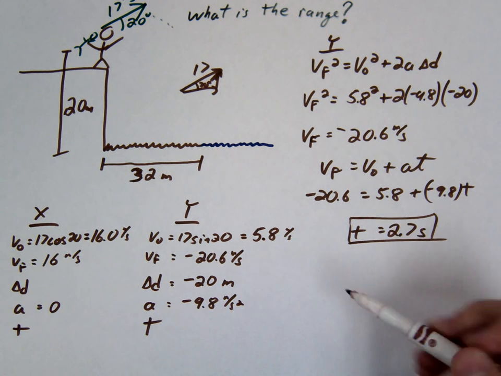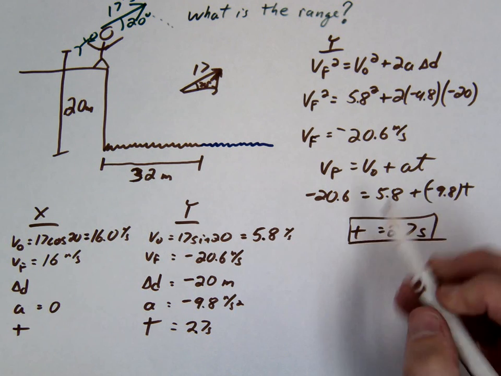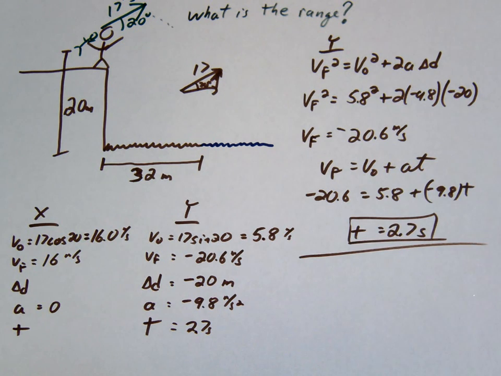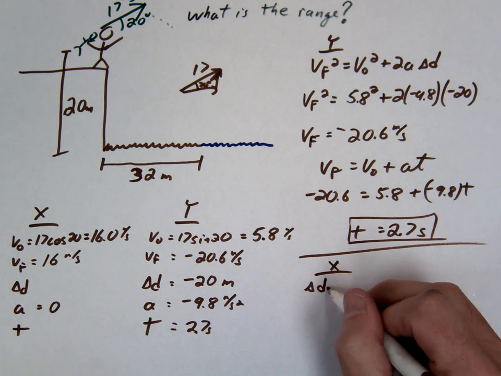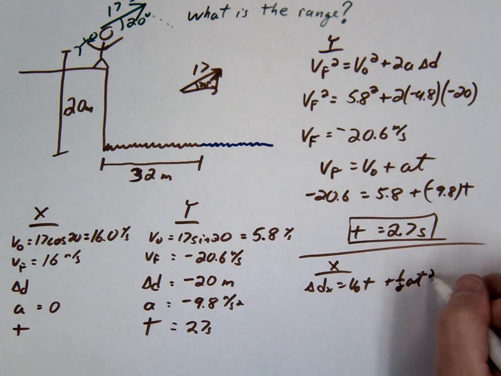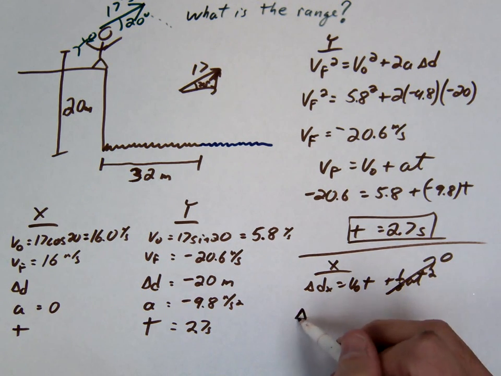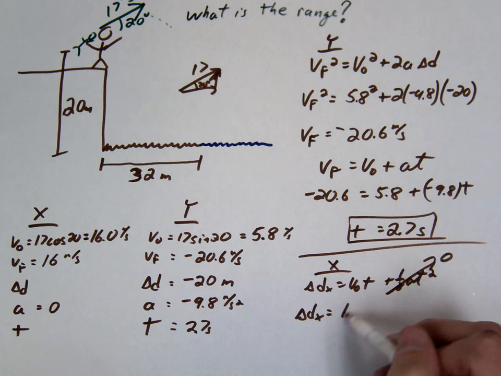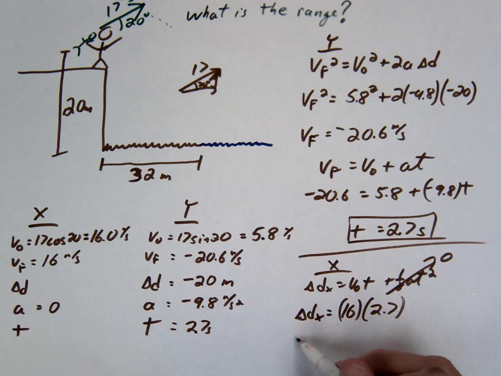All right. Lastly, we're going to find dx. So remember, for dx, just make sure you're using your x values. We'll use old reliable V0t plus 1/2 at squared. In the x direction, what happens to our a always? It's 0. So delta dx equals 16 times 2.7.